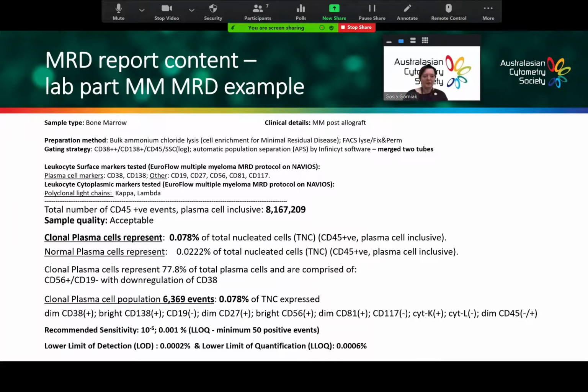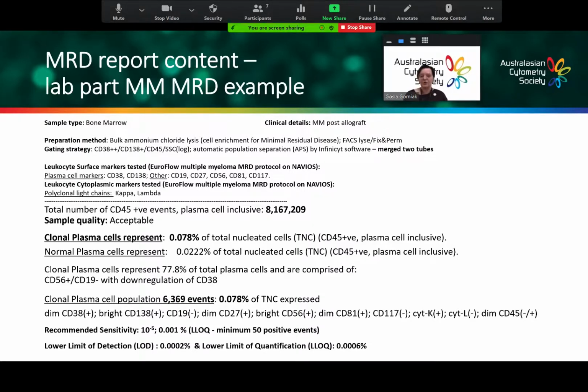The other thing which needs to be in a plasma cell report, you need to report the normal and the percentage of clonal to normal. This is actually a requirement for multiple myeloma, to show the percent. So the clonal plasma cell population, in this case, we collected 6,369 events, which gives us the MRD positivity of 0.078%, and the phenotype is specified.